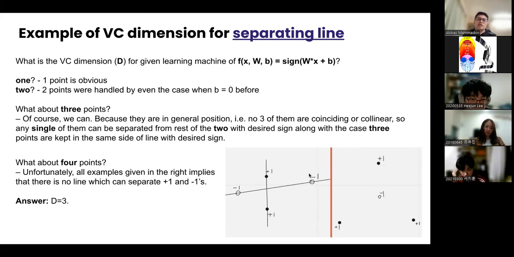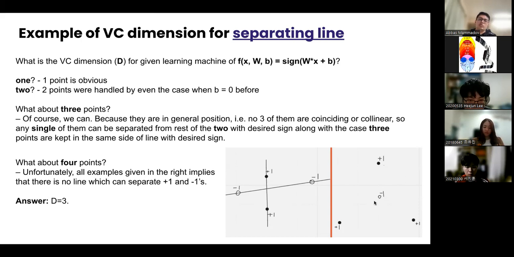And in both of the cases, there is an arrangement of positives and negatives in which the model fails to shatter. As you can see, in this case, no matter which line we draw, it will always keep the 2 different classes on the same side. And in this case as well, we can separate 3 plus ones from the negative 1, which is strictly inside of that triangle.